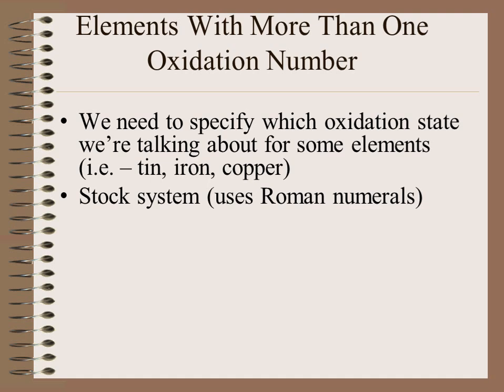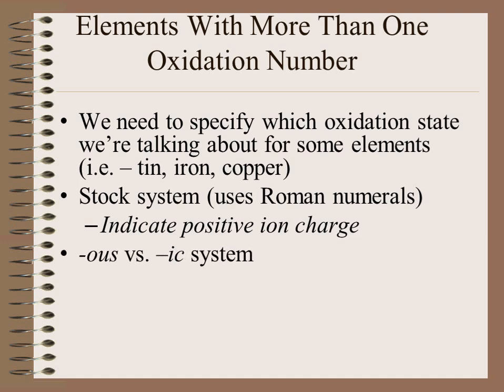One way is known as the stock system, and this is the system that uses Roman numerals in parentheses following the name of the cation to indicate exactly which positive charge form it is taking on in that specific instance. And the nice thing about the Roman numerals is it eliminates any guesswork, eliminates the need to consider where on the periodic table the element is in order to determine the charge. The Roman numeral is the positive charge, and it's only used for the cation, so you never have to worry about mixing it up with the negatively charged anions. The stock system is the most common system used today.